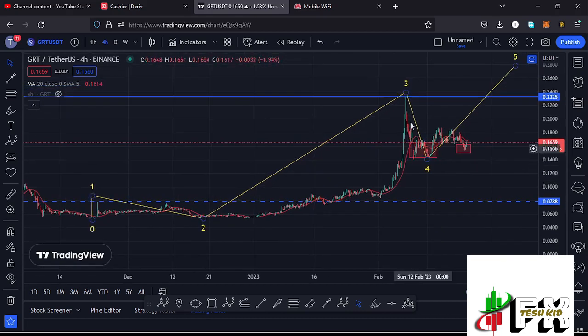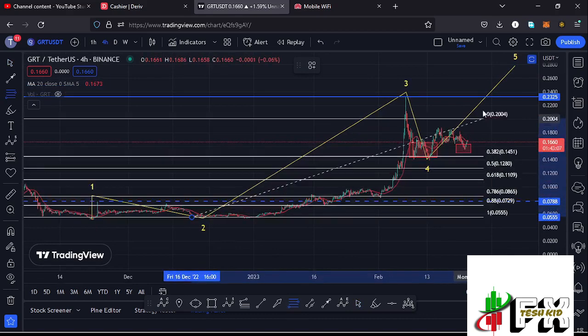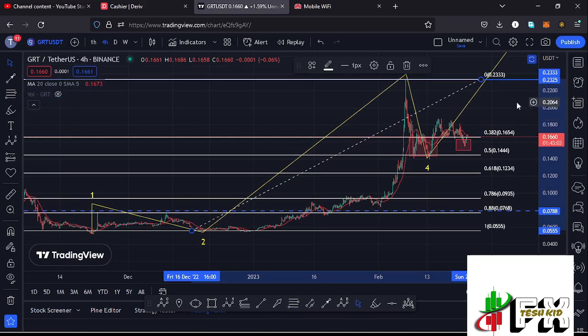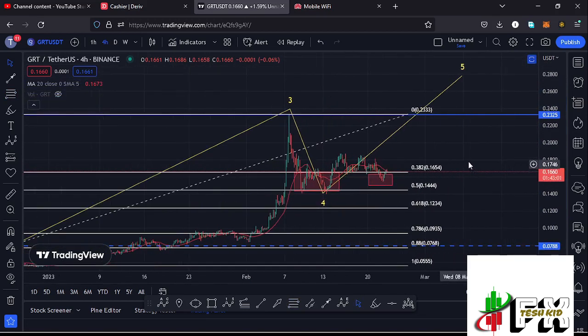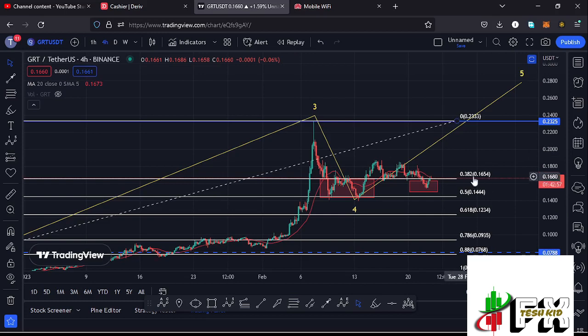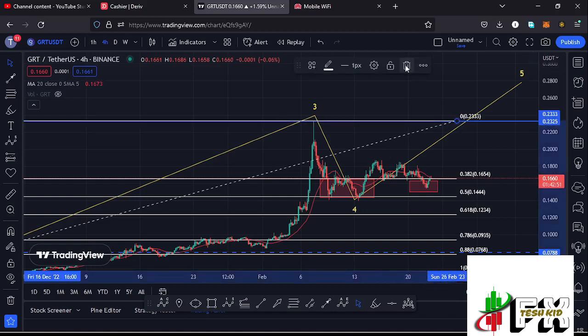Then we have also seen the formation of this fourth wave to the lower side, and using the Fibonacci, connecting them from the low of the second wave to the high of that wave 3, that gave me a minimum retracement area in the formation of that wave 4 between the fib level 0.382 and the fib level 0.5, which lies between the $0.1654 mark and the $0.144 mark, which is a target area that we have now fully maximized.